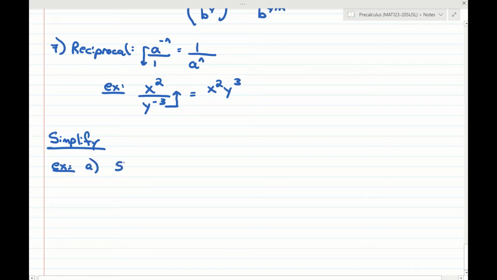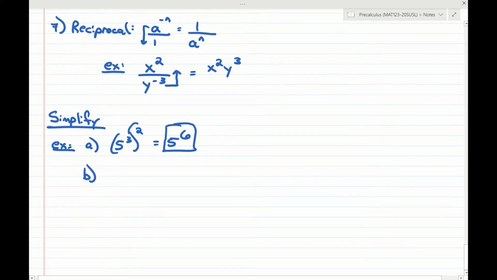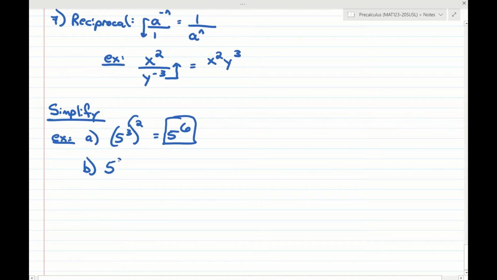Let's say 5 to the third to the second power. Well, 5 to the third is 125. I mean, we could do 125 to the second, or this is just a power property. 3 times 2 is 6, right? So, I mean, that would be a good enough answer for this. What about if we had 5 to the third times 5 to the second? Well, that would really just be 5 to the fifth.